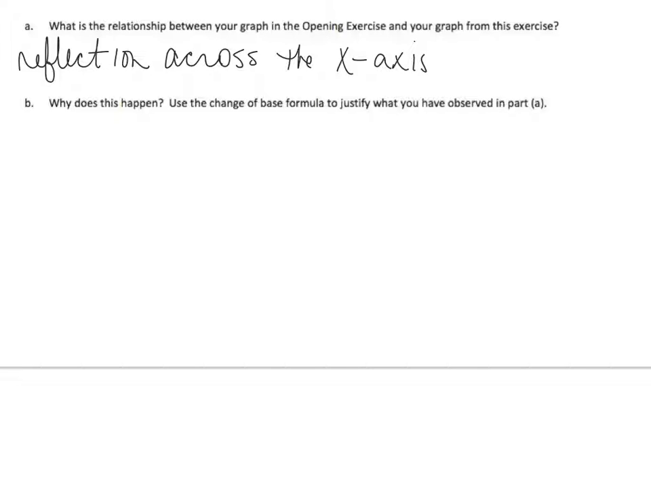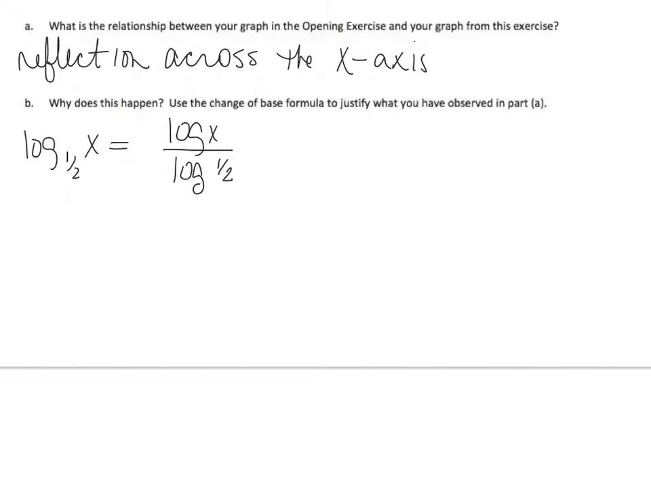Why does this happen? Use the change of base formula to justify what you observed in part A. So let's look at just the log base 1/2 of x. Change of base formula says this is log x over log of 1/2. So I just changed them both to base 10, right? Which is very useful.